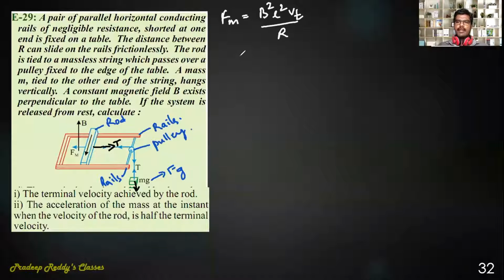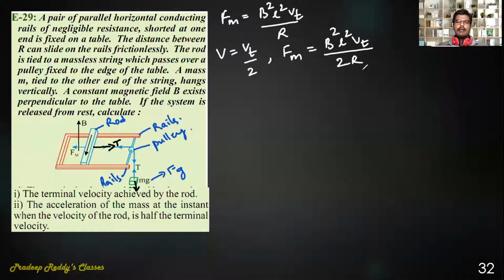So as we have learnt, V is equal to Vt divided by 2. Then magnetic force will be equal to B square L square Vt, where velocity here will be Vt divided by 2 into R. This is the equation for magnetic force. Let me take this as equation 1.